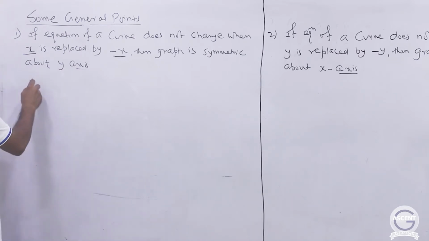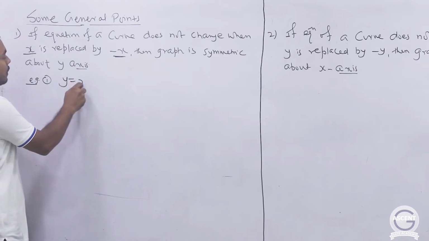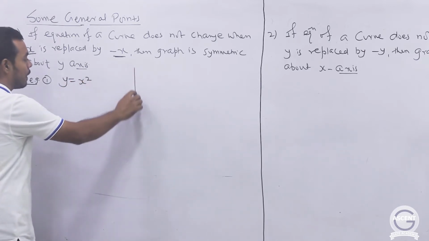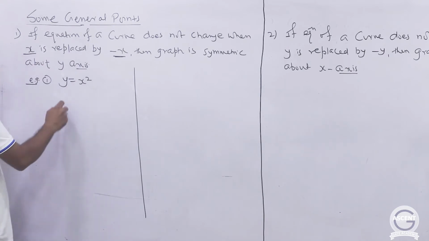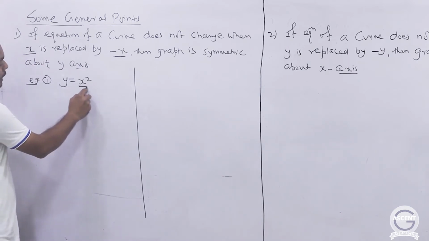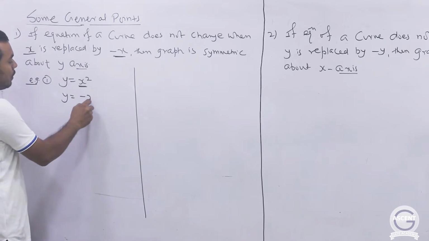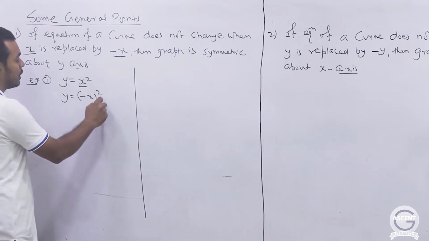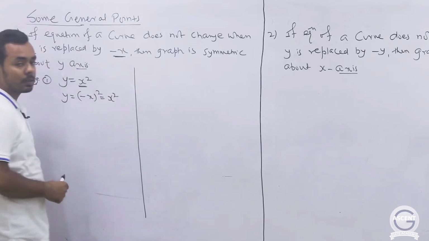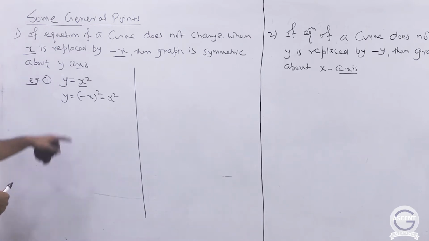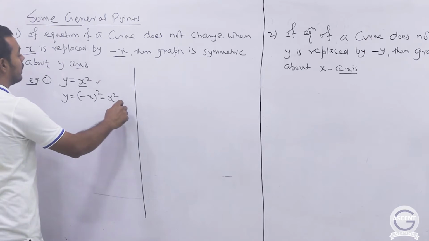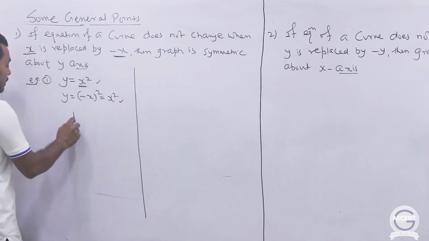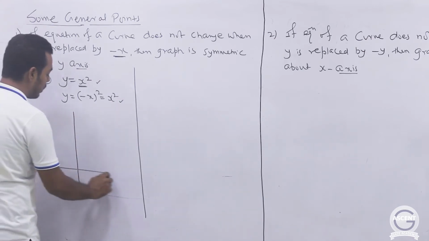So let us take some basic examples. Suppose you see the graph of this function y equals x square. Then we all know that if you replace x by minus x, in place of x write minus x, you will get y equals minus x square, and this is same as y equals x square. So if you replace x by minus x, you are getting the same equation, and this means the graph of this function will be symmetric about y-axis.